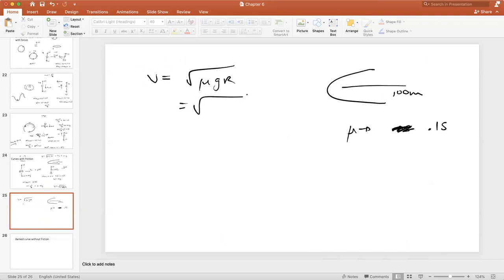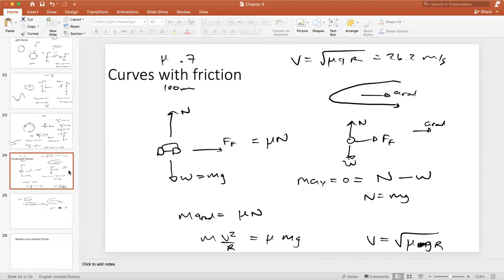Well, 1.5 times 9.81 times 100 is 1.5 times 100 times 9.81. Take the square root of this answer. I get 38. Okay, 38.36 meters per second. What did I find before? 26? I must have done something wrong up here. 0.7 times 9.81 times 100. No, I did something wrong.